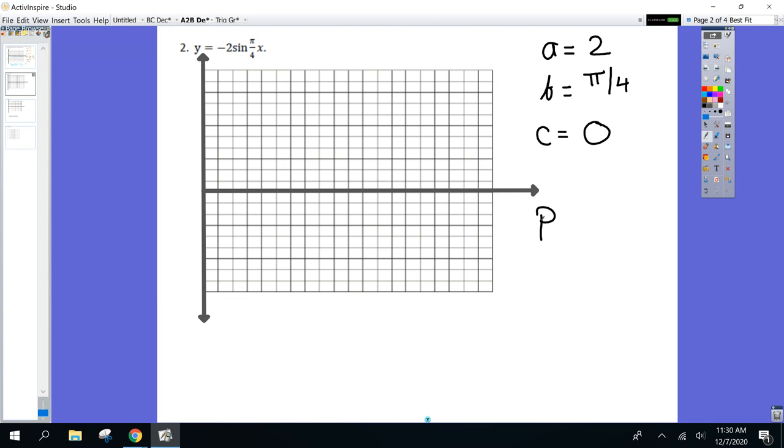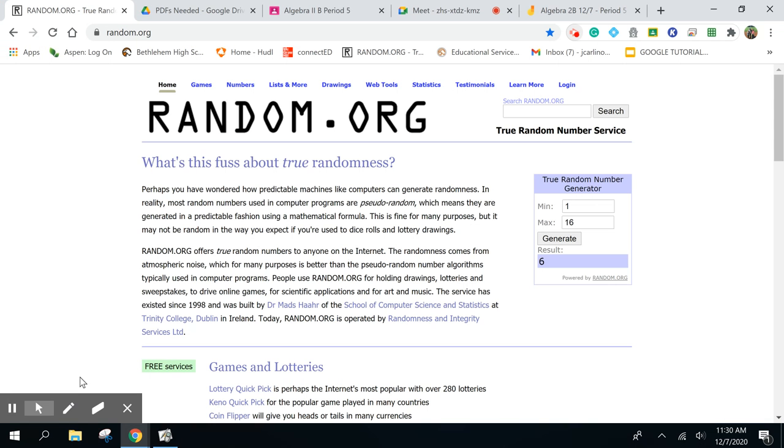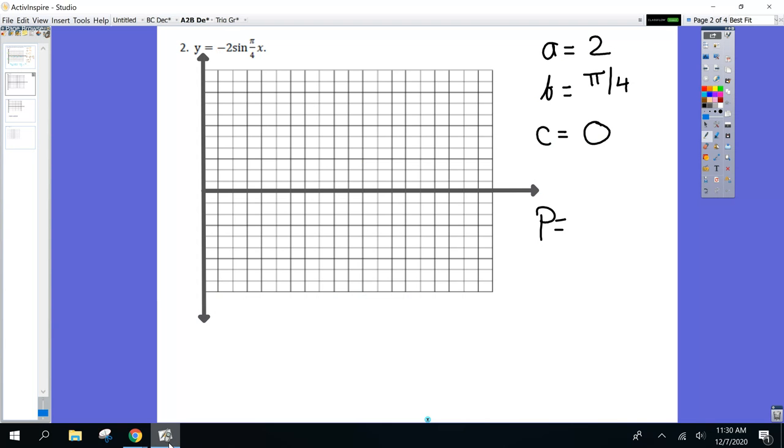Period. Eliana, period formula first. It's 2 pi over b. What did we find the B value was? Pi over 4. Good. So 2 pi divided by pi over 4. I keep the 2 pi and do what? You can flip the pi over 4 so then it's 4 pi. What crosses out? Both of the pi's. Good job. And what's the period here? 8. So the period is 8. That's where my curve will end, at 8.